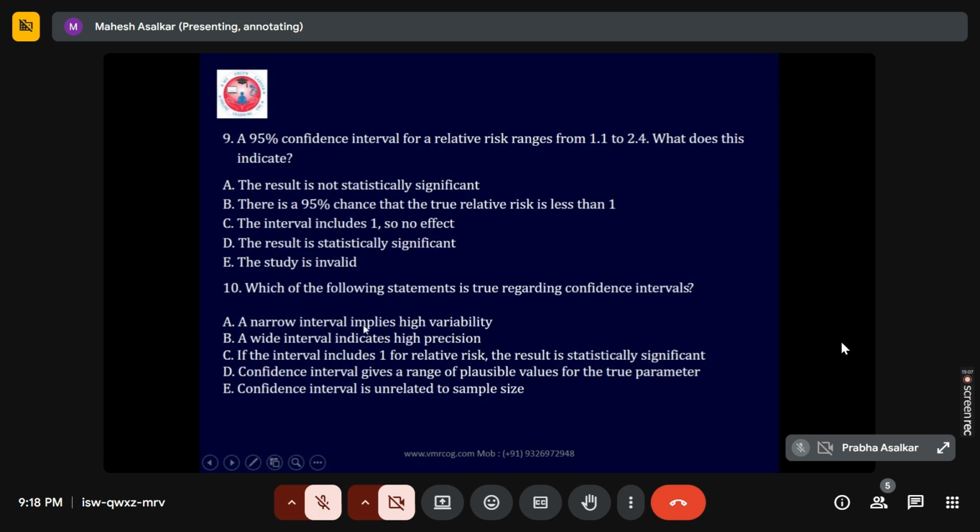Sir, is A correct? Narrow interval implies high variability. No, sir. Wide interval indicates high precision. No, sir. So now your answer was C. Then let's see: confidence interval gives a range of plausible values for the true parameter. D, sir. Yes. E, confidence interval is unrelated to the sample size. This is also false. It's related.